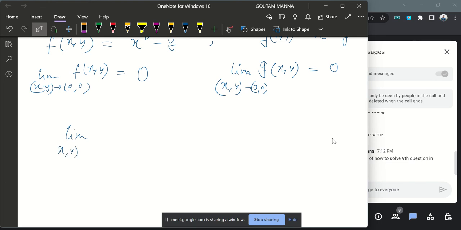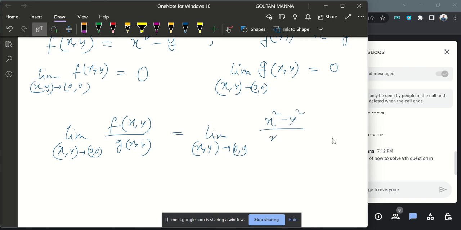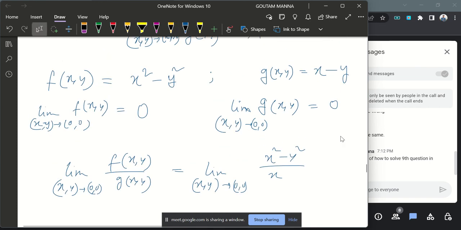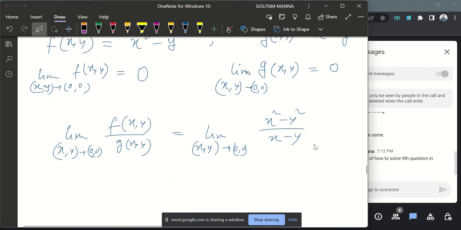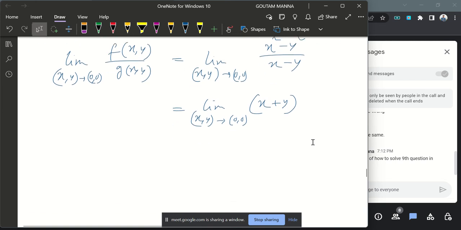and the limit of f(x, y) by g(x, y) when (x, y) tends to (0, 0) will be the limit of x square minus y square by x minus y. So it will be the limit as (x, y) tends to (0, 0) of x plus y, because x square minus y square can be written as (x plus y) times (x minus y), and x minus y cancels, and this limit is 0.